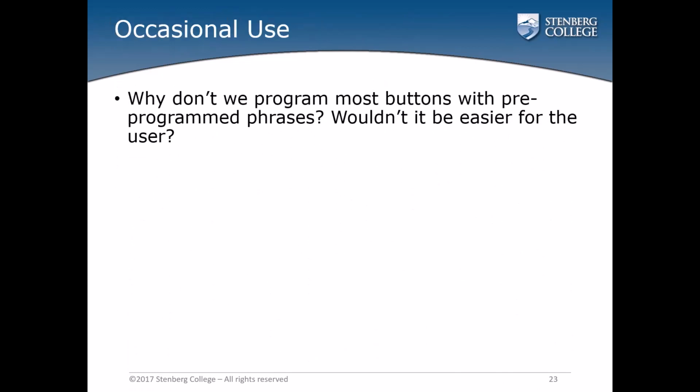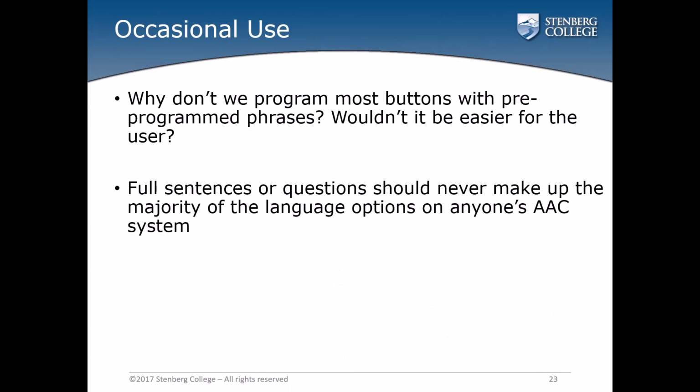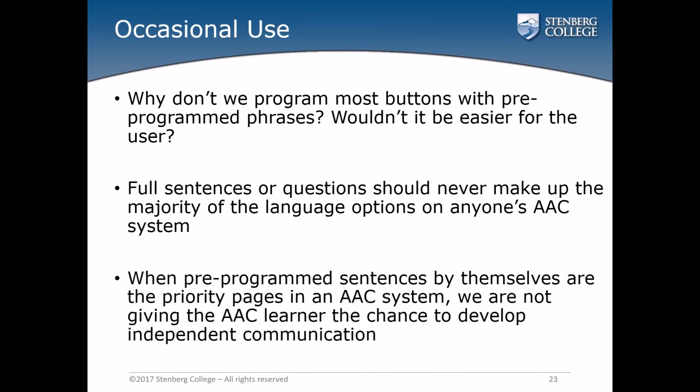So why don't we program most buttons with pre-programmed messages and phrases? Wouldn't it be easier for the user? Full sentences or questions should never make up the majority of the language options on anyone's AAC system. If we program each button on a user's system, we are basically deciding what they are able to say. The only way they can generate their own messages and communicate their own thoughts and ideas is if they have single word buttons to construct their own sentences.